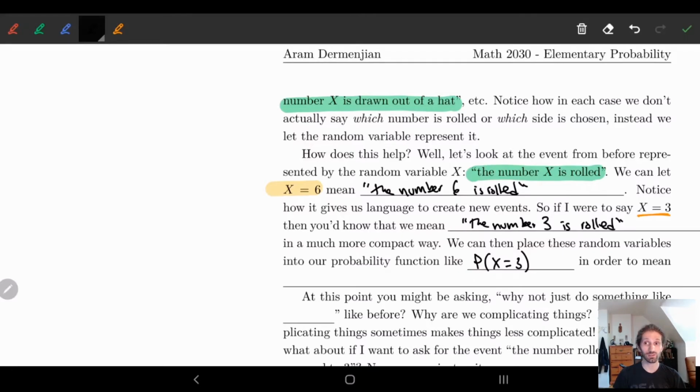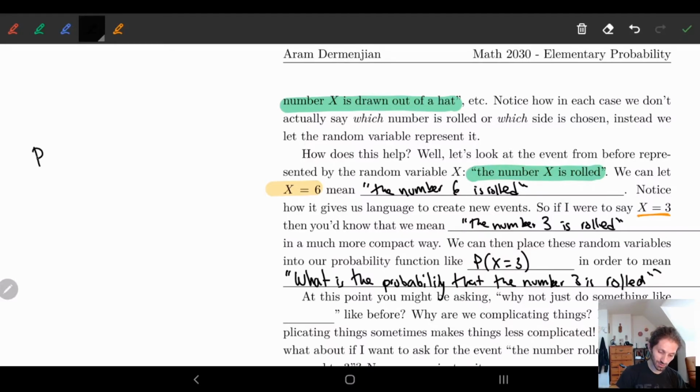And this is literally the same question. It's asking, what is the probability that the number 3 is rolled? So when we put in a value, that's when we can actually ask the probability. Normally we had been doing something like this, but now this is being converted into this.